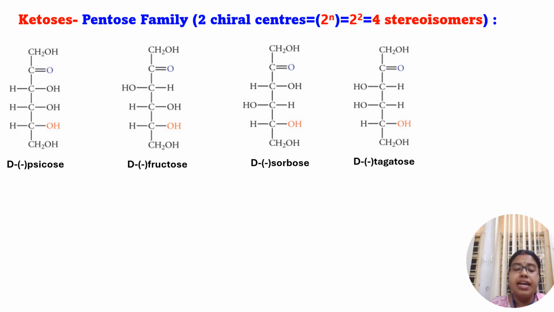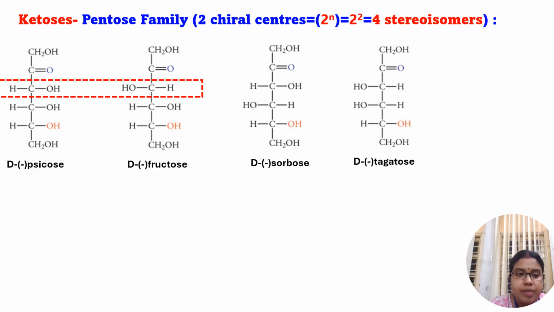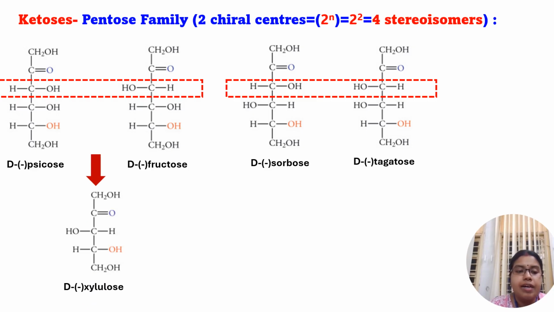Similarly, from the ketohexose we will get the ketopentose family. In the case of ketopentose, there are 2 chiral centers, so for these 2 chiral centers there are a total of 4 stereoisomers. Again, we consider the first two of the ketohexose, psicose and fructose. We will see that only the C3 position is different. So if we delete C3, we will get the first molecule of the ketopentose, that is xylulose.